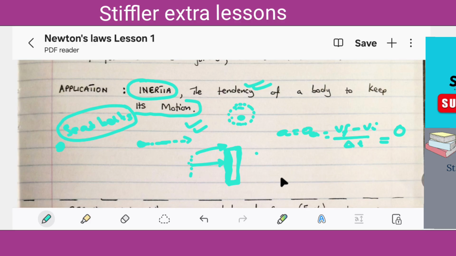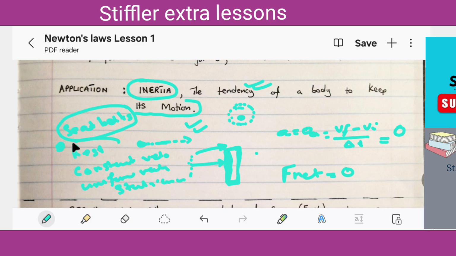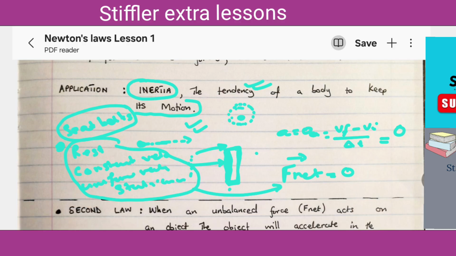So whenever we use Newton's first law, remember that our F net is equal to 0. How do you notice that? You can be told that your object is at rest, or your object is moving at constant velocity or uniform velocity, or your object is stationary. So when you have these things, at rest, constant velocity, uniform velocity, or stationary, just know that your F net is equal to 0. Your F net will always be equal to 0. That is Newton's first law.